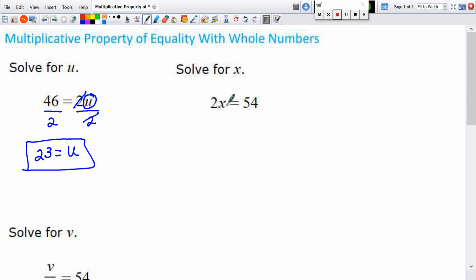So this one is 2 times x, so the opposite of times is divide. So divide both sides by 2. Top cancels with bottom. X equals 54 divided by 2 is 27.